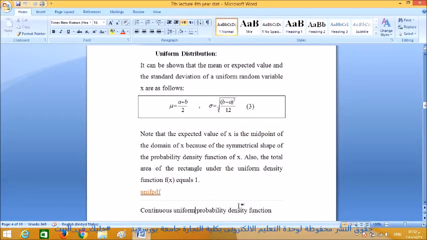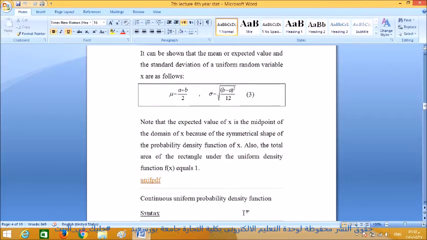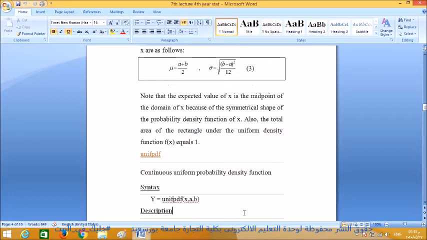The function UNIF PDF, the function for computing the probability density function or height of the uniform distribution. So UNIF PDF, continuous uniform probability density function. Syntax: y equals UNIF PDF of x, a and b. A and b are the limits of the distribution. B is the higher value and A is the lower value.